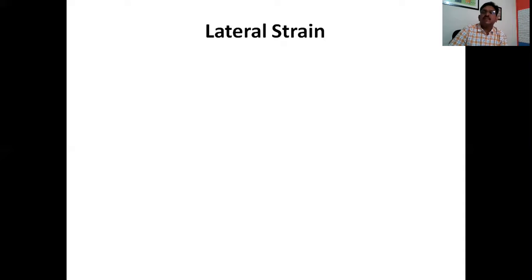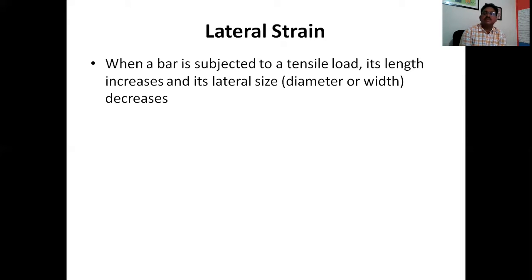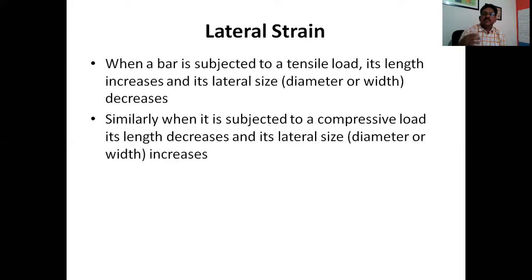Now, what is a lateral strain? When a bar is subjected to a tensile load, its length increases and its lateral size, diameter or width, decreases. Similarly, when it is subjected to compressive load, its length decreases and its lateral size, that is diameter or width, increases. So when it is subjected to tensile stress, length increases and cross-sectional area decreases, whether it is a circular rod or a rectangular one. When it is compressed, its length decreases and its diameter or width increases.